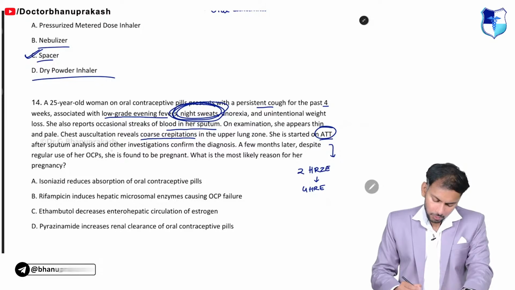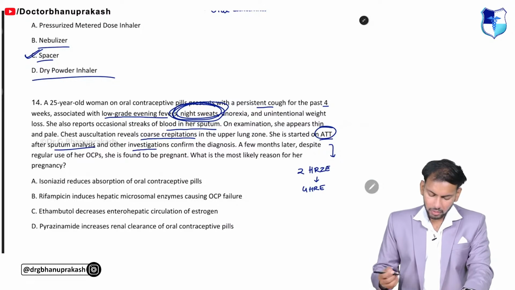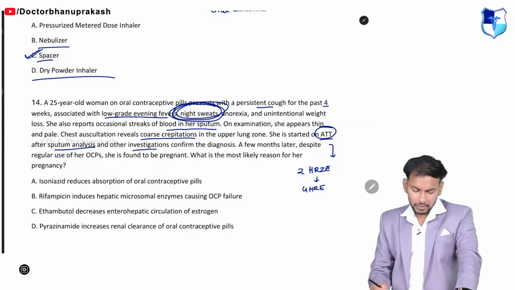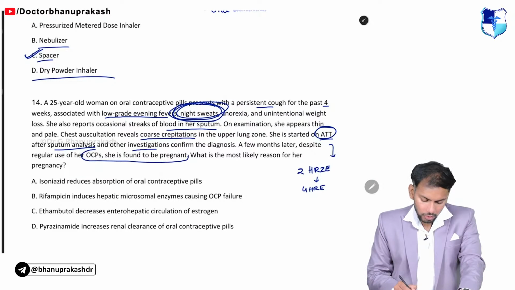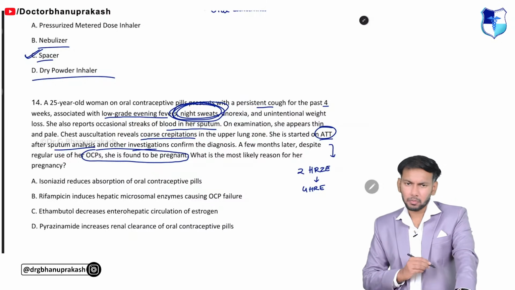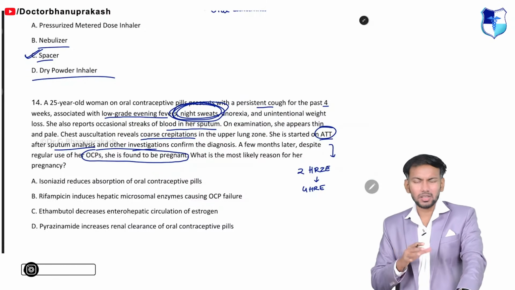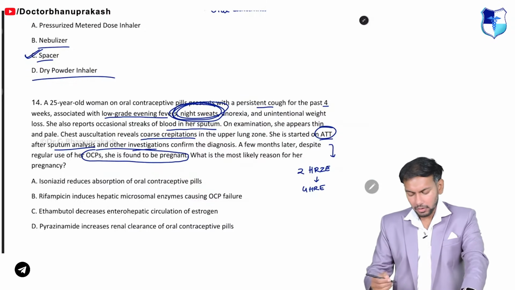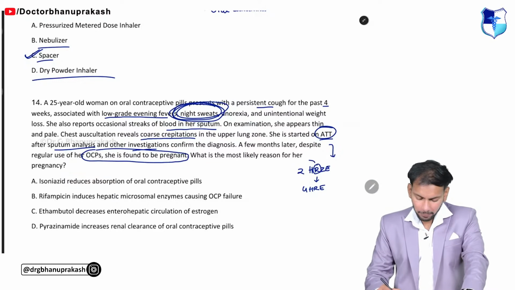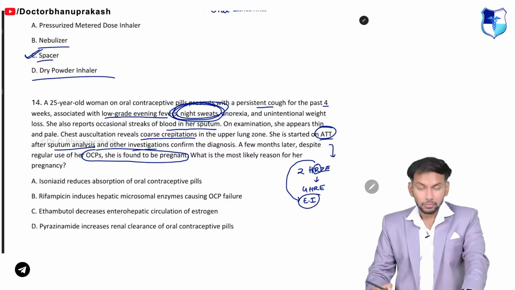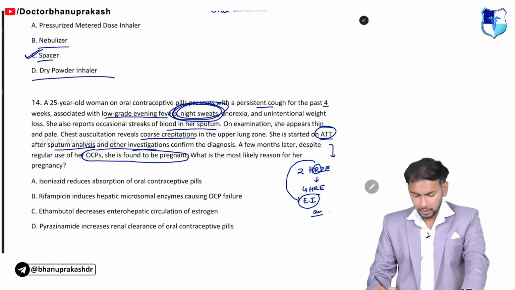So, she started on ATT after sputum analysis and other investigations confirmed the diagnosis. Okay. A few months later, despite the regular use of her OCPs, she is found to be pregnant. Why? It is because of drug interactions. That much you already know. Now, in general pharma, I already told you that rifampicin is an enzyme inducer.